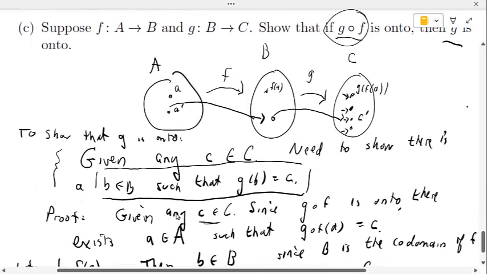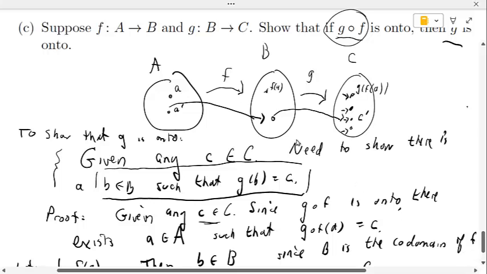So first I have to give this condition, given any c in C, and I need to show that there is a b such that G of b is c. Now, since G composed F is onto, there exists an a such that G composed F of a equals c. All right. That's the definition. That's a small c. Okay. Sorry about the poor writing.